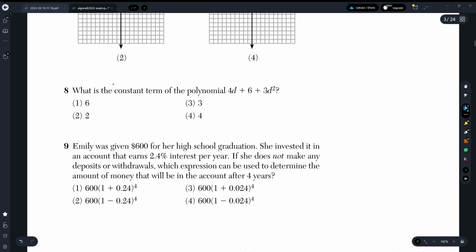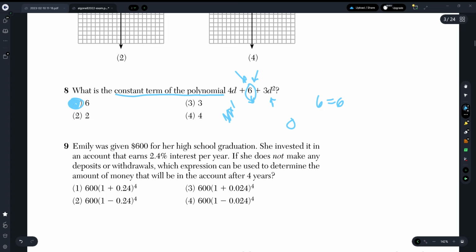Number 8 asks, what is the constant term of the polynomial 4d plus 6 plus 3d squared? So pretty much the constant term is the term that does not have a variable attached to it, or in another sense, if you're looking at it as a function, it's the y-intercept, right? So if we look here, 6 is the only thing without a variable attached to it, so our constant term is 6. Why is it called a constant term? Because no matter what the value of d is, 6 is always going to equal 6 because it's never going to be affected. If d is 0, 6 is going to equal 6.